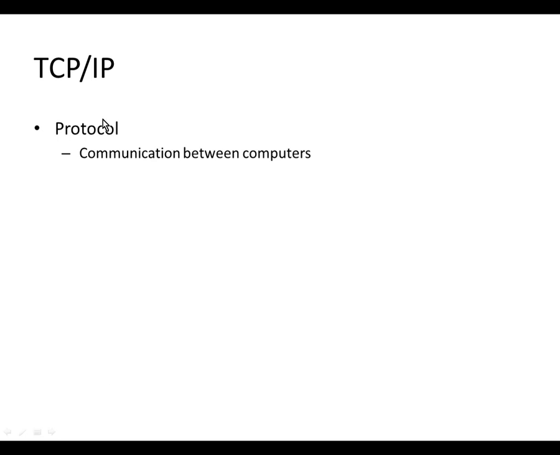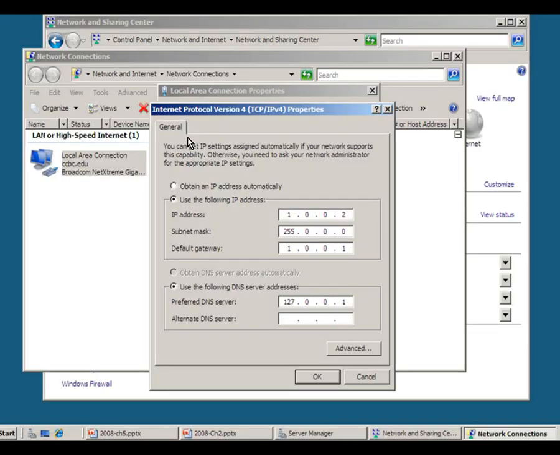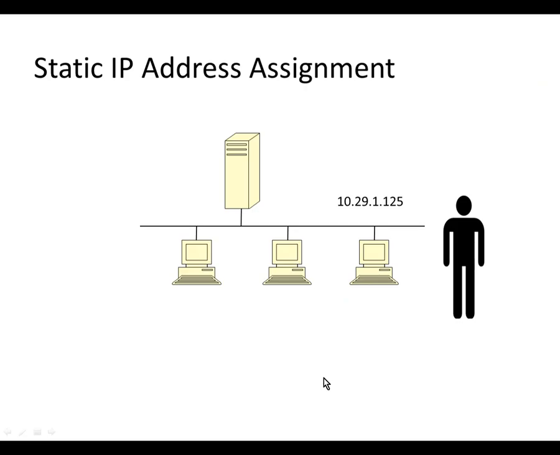As you know, TCP/IP is a protocol that allows for communication between computers. And when we configure TCP/IP, we go up to a workstation and we assign an IP address. We go up to each computer and we give the computer an IP address, a subnet mask, and a default gateway, and we will discuss DNS server later on in this class. This is called static IP address assignment. Static IP address assignment means you walk up to each computer to issue it an IP address.